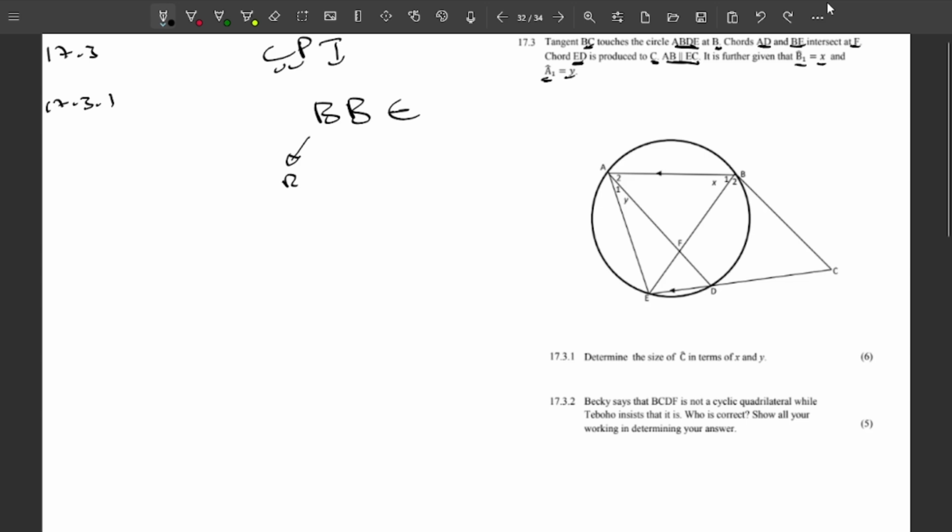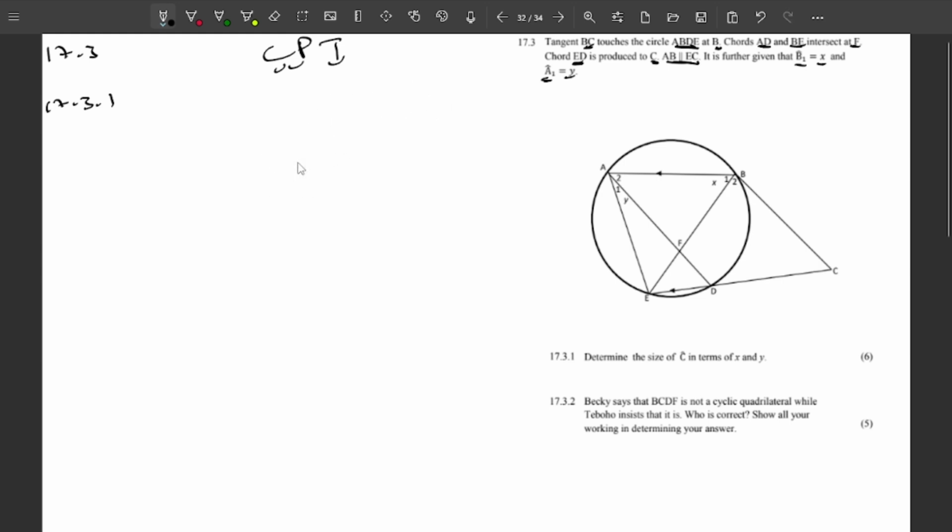This is angles in the same segment, and we have these three theorems: the cyclic quad, parallel lines, and a tangent, right? Now for angle C, how can we find it? The way I see ourselves finding it is quite easy. So for starters, let me remove this.